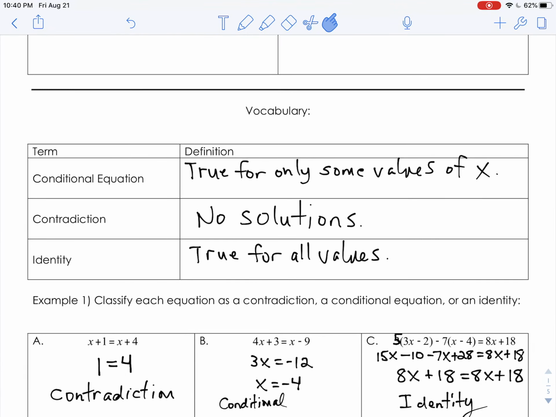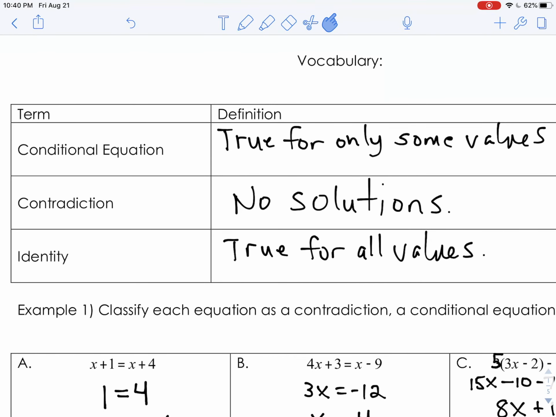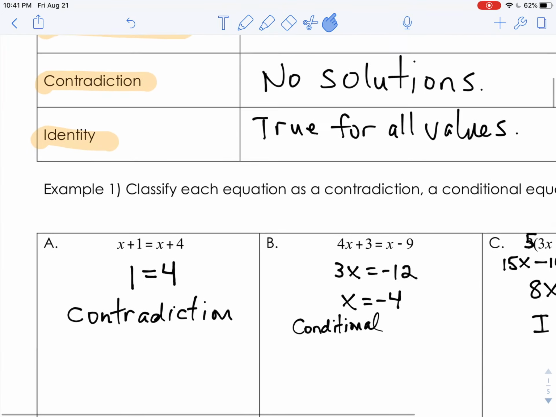But there's some equations that turn out to be a contradiction, meaning that there's nothing you can put in for x or the variable that'll make it true. And finally, there are also some equations where no matter what you put in, it will work every time. It's true for all values. So the first thing we're gonna do is take these three equations below, and it's gonna be one of these three terms above. Let's find out how we're gonna do that.